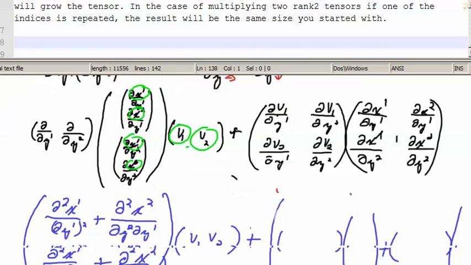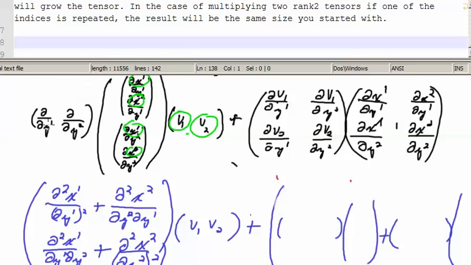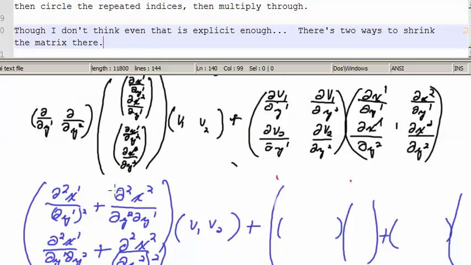So, just to give you an idea, what would have given this result if I had done the circling a little bit differently up here? If instead of those two being circled, these two had been circled, if the repeated index had been between this y and this y, then you would end up with this result down here. Though I don't even think that would be explicit enough. There's two ways to shrink the matrix there.